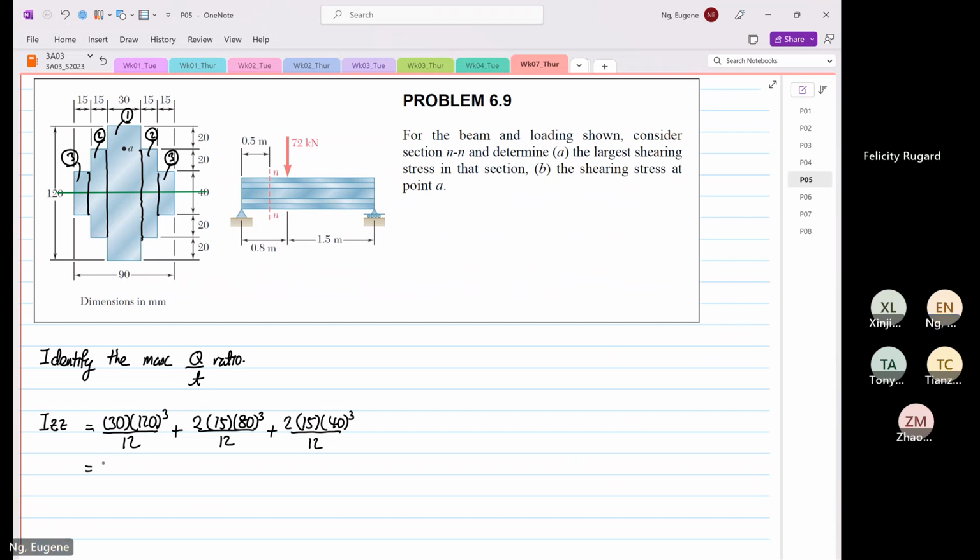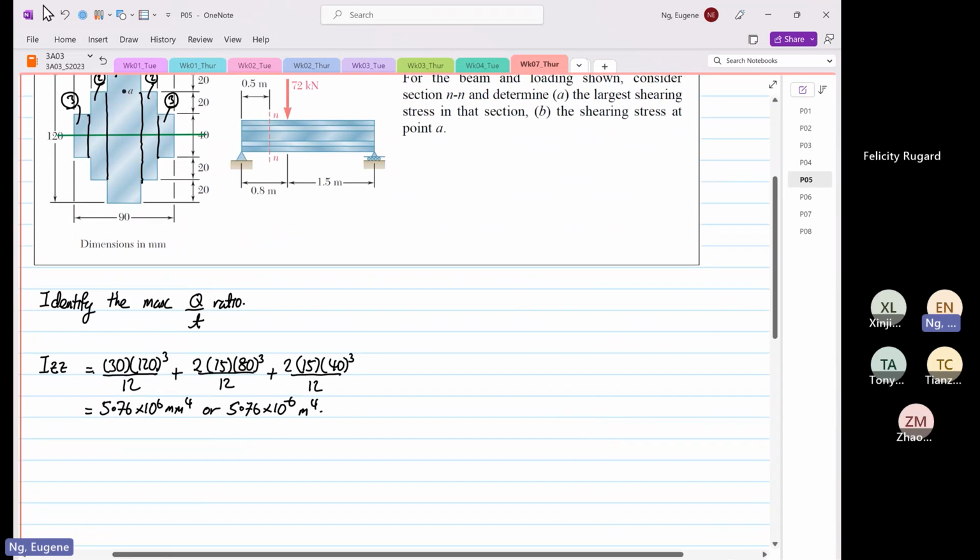5.76 times 10 to the power 6 millimeter to the power 4, or 5.76 times 10 to the power minus 6 meter to the power 4. Okay, let me do it again to confirm. Yep, 5.76.